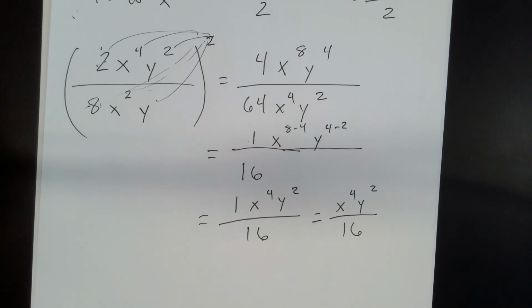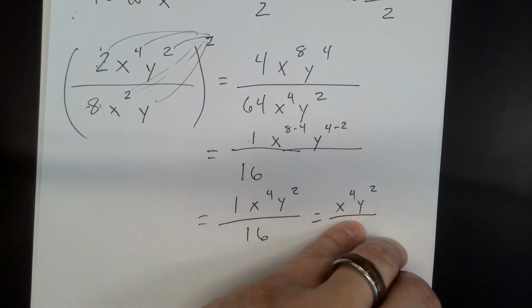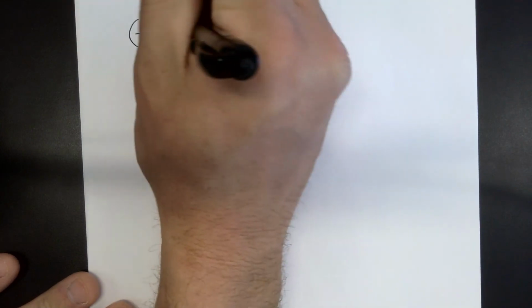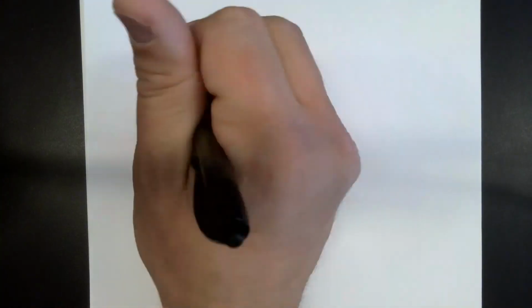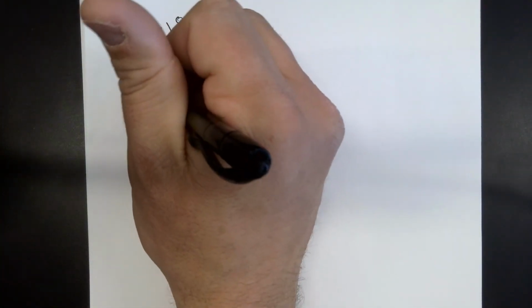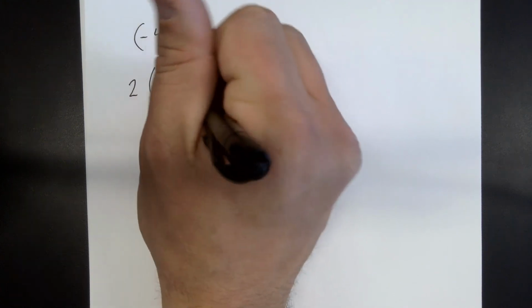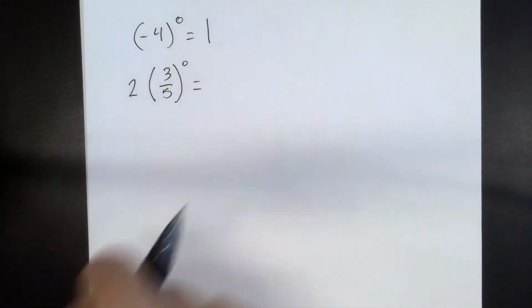Okay, last thing we need to talk about is this. And I'm only going to do one problem like this, then I'm sending you off on your homework. We've talked about anything raised to 0 is what? 1. What about if I had this, though? What about if I had 2 times 3/5 raised to the 0?